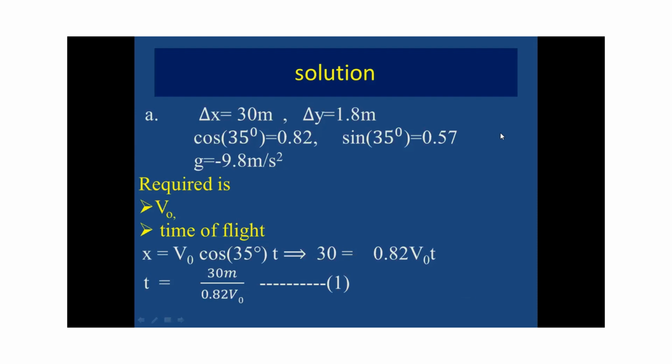Here is the solution. The displacement in the horizontal direction is 30 meters, and in the vertical direction is 1.8 meters, and cos 35 is 0.82, sin 35 is 0.57, acceleration due to gravity is minus 9.8 meters per second squared. The required quantities are the initial velocity and the time of flight.